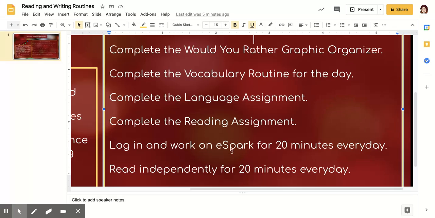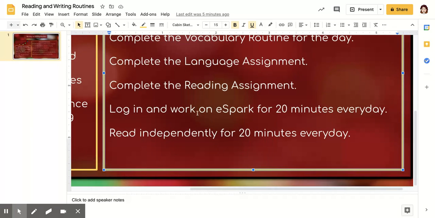The last 2 elements that they need to do every day are log in and work on eSpark for 20 minutes daily and to read independently for 20 minutes daily. On Google Classroom, I have a slide for personalized learning where they can click directly on the link for eSpark and directly on a link for a 20-minute timer. I try to make the 20-minute timers fun and interesting for your student. A variety of different timers that I've used have been falling leaves. This week, I actually have a fireplace. So please use that personalized learning link in Google Classroom. They can go directly to eSpark and set their timer for both independent reading and eSpark practice.